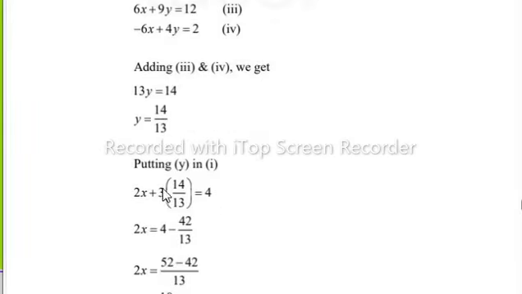In the next step, 2x will be written the same as it is, while 3 into 14 is 42. So plus 42 upon 13 will be shifted to the right hand side, then the sign of plus 42 upon 13 will be converted into minus 42 upon 13. Now here we take LCM.